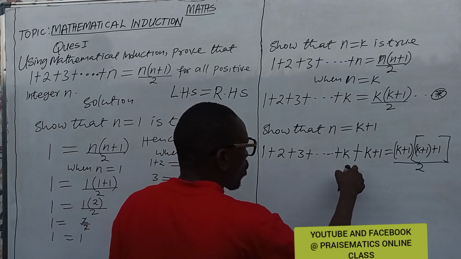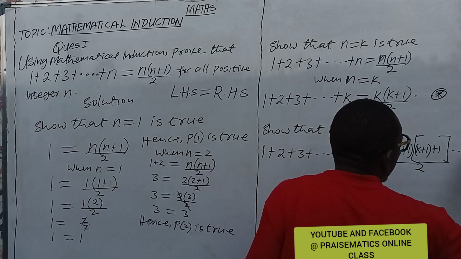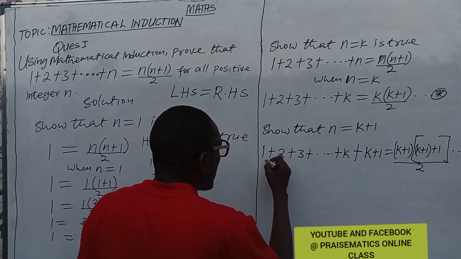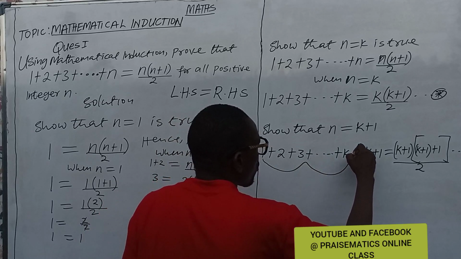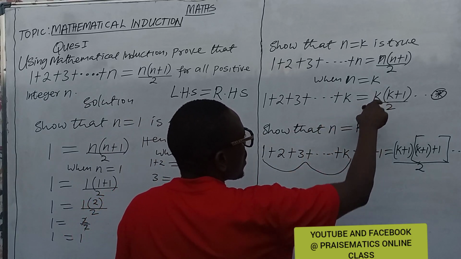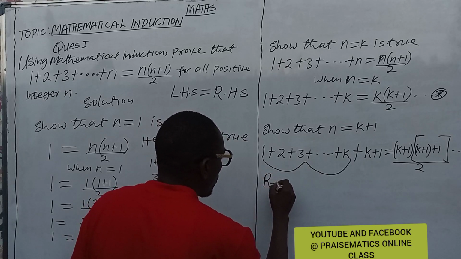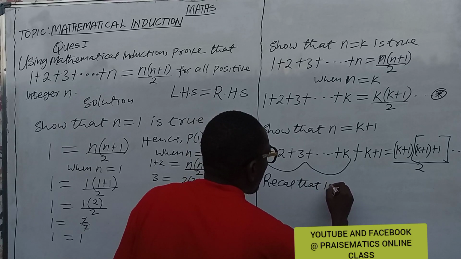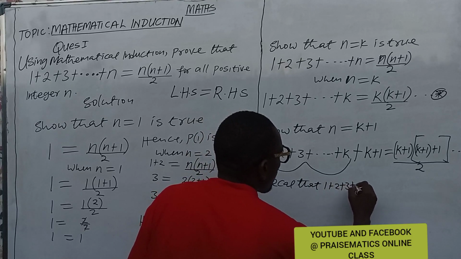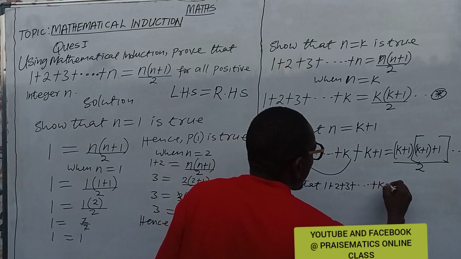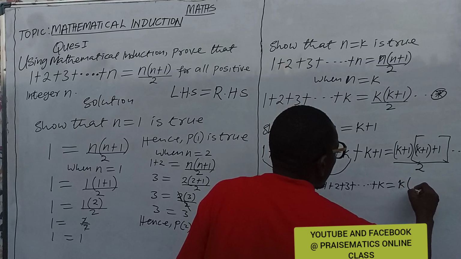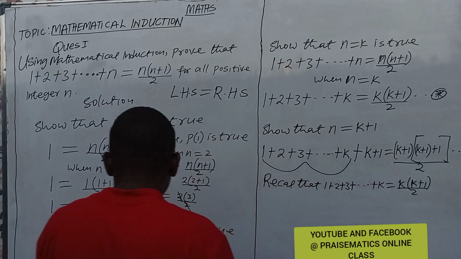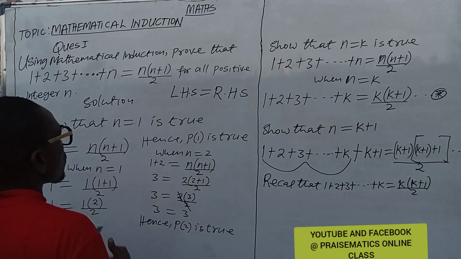Okay, recall from this equation, let's just say equation 1. From this equation, you can agree with me that from here to here, there is a name we call it, so I can replace it. I can say recall that 1 plus 2 plus 3 plus ... plus k is equal to k into k plus 1 all over 2.